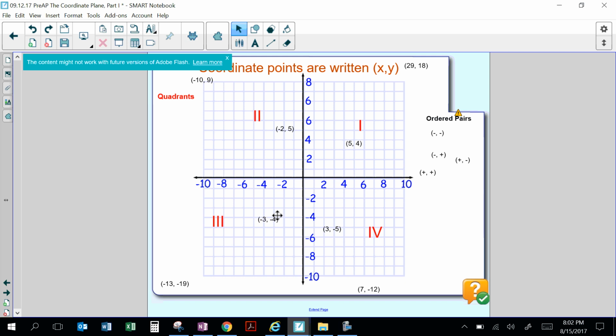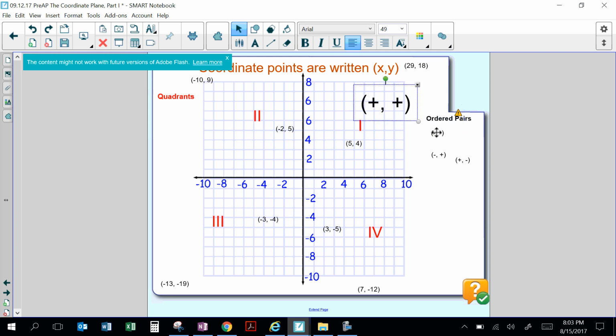Now, I would like you to try to make some generalizations. What do you notice about quadrant 1? What do they share in common? 5 and 4 and 29, 18. Both numbers are what type of numbers? What type of integers are they? Positive. Quadrant 1 contains nothing but positive numbers.